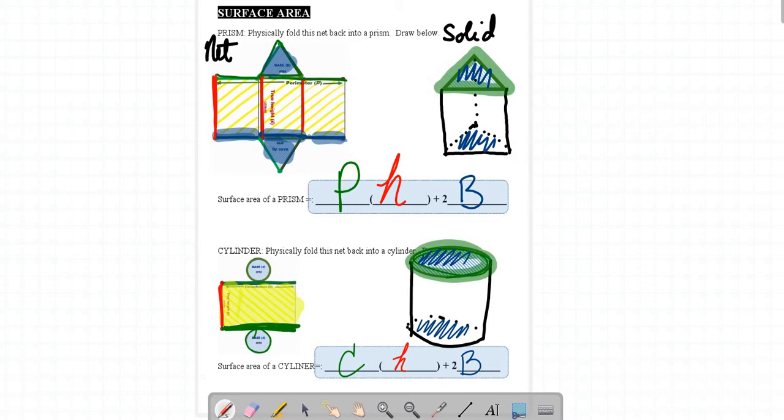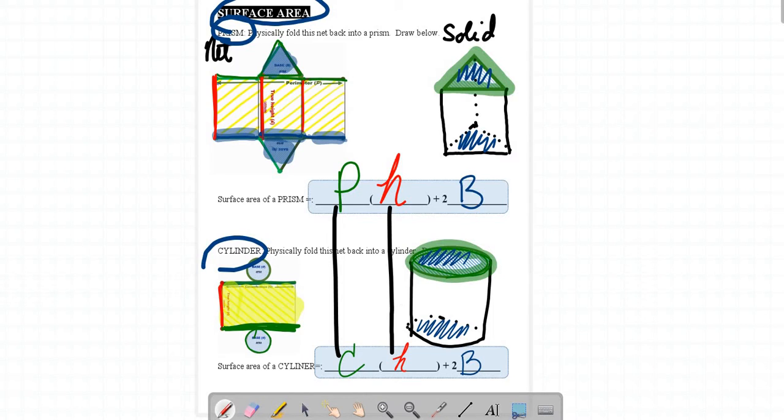You notice we're talking about surface area of prisms and cylinders, and they're related. It's perimeter times height plus 2 bases. It's the exact same equation, except in a cylinder, the perimeter, we call that circumference. So that's one less thing to memorize: perimeter times height plus 2 bases. This is the surface area of a prism and a cylinder.